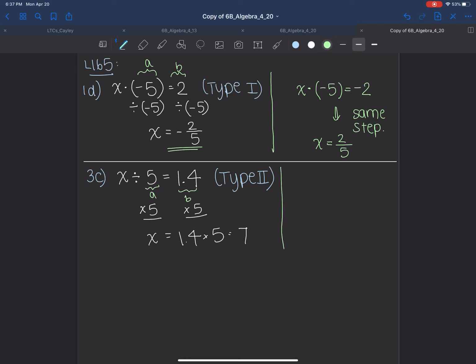And again, there's a second part of this question that's x divided by 5 is equal to minus 1.4. Again, it's the same step. So we end up with x is equal to minus 7. The only thing that's changed is this minus sign in front of the 1.4.